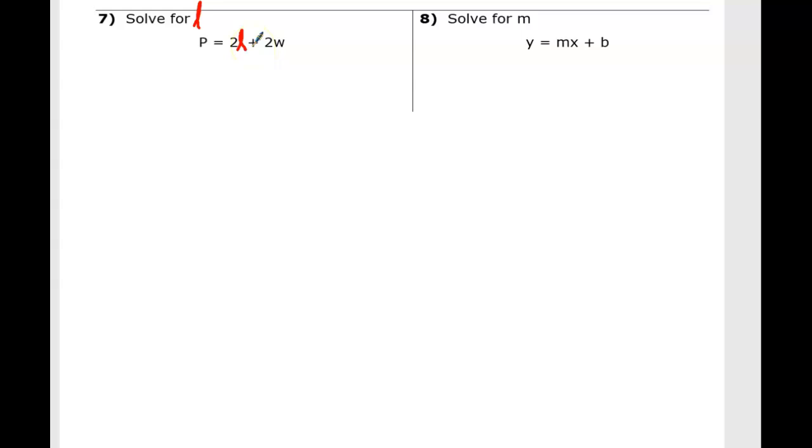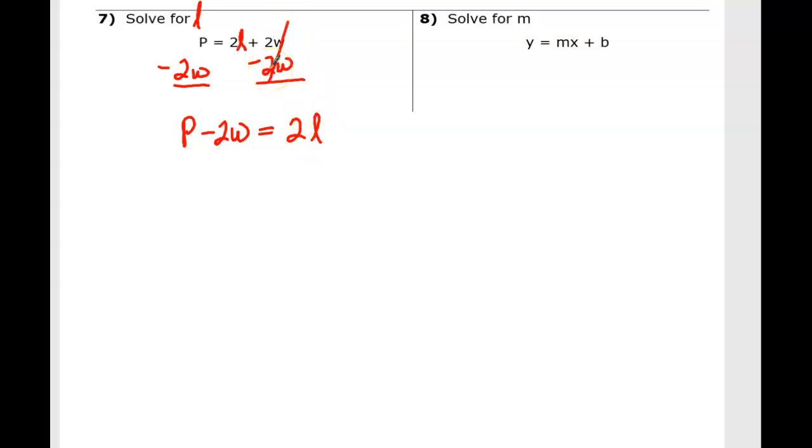Okay, so because when you have multiple terms, you first want to bring the other terms over. So I've got 2L plus 2W. I'm going to start by bringing that other term over. I'm going to subtract 2W. I do that to both sides. Okay, so I end up with P minus 2W is equal to 2L, because that would cancel out.